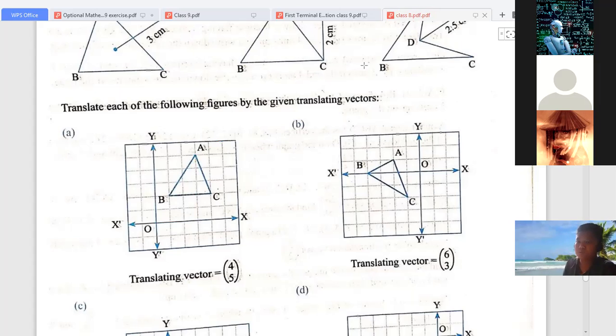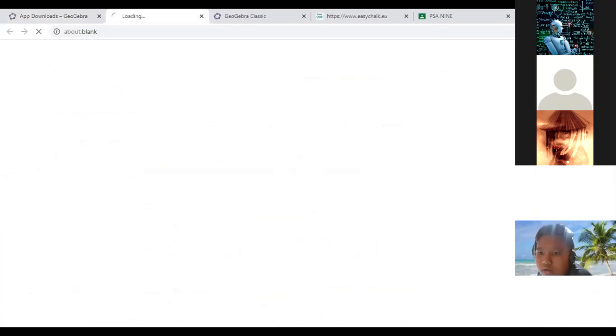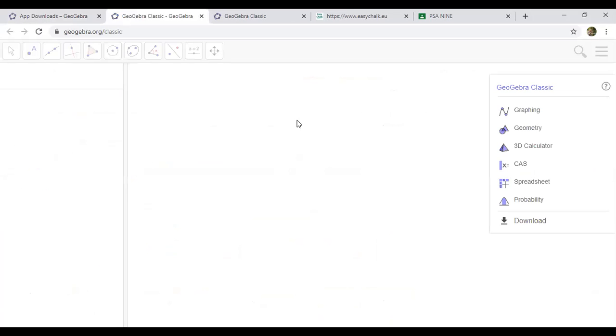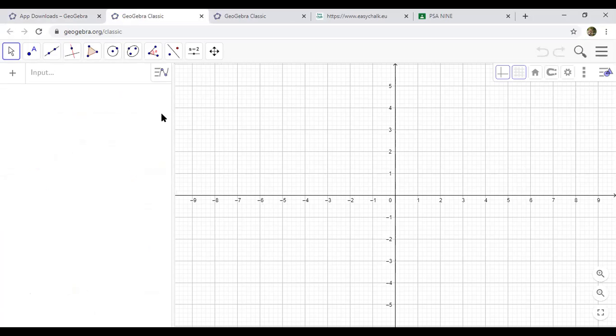Okay, let's go to the GeoGebra software. I will show you how to do this type of question in GeoGebra. Okay, let me share the new screen. Okay, it is loading here. Just a moment. First of all, we have to plot the given object on this graph.